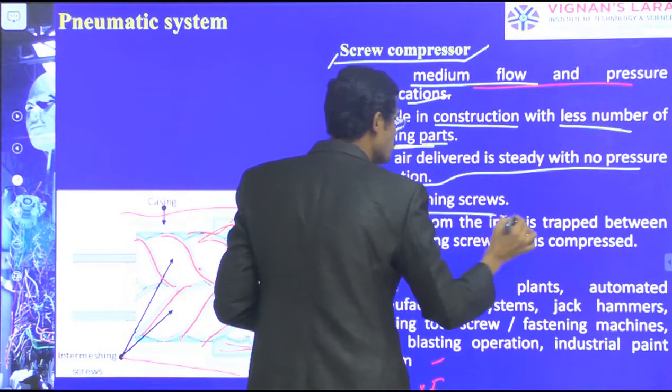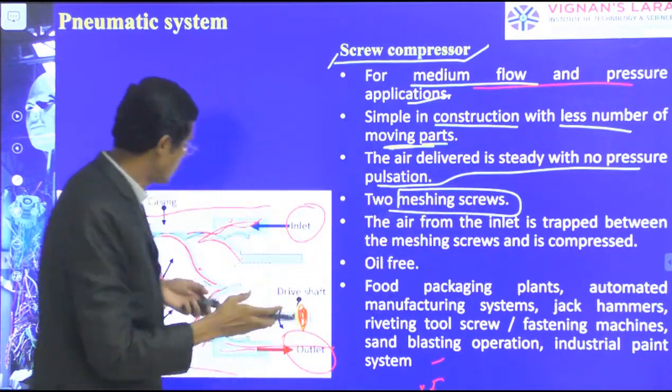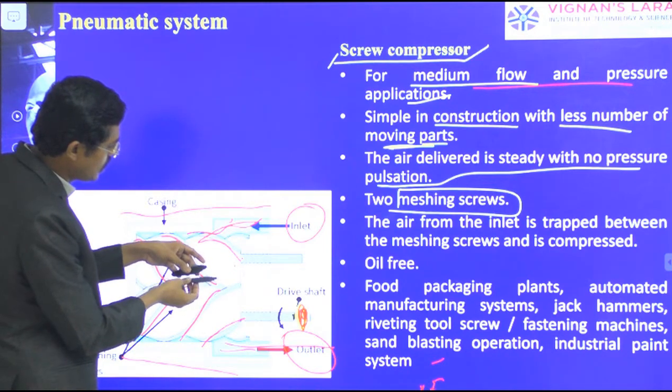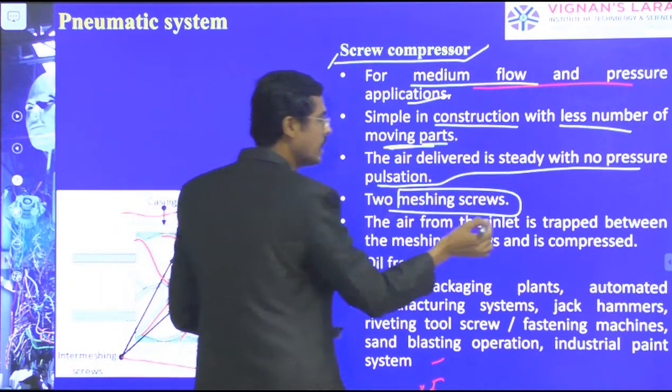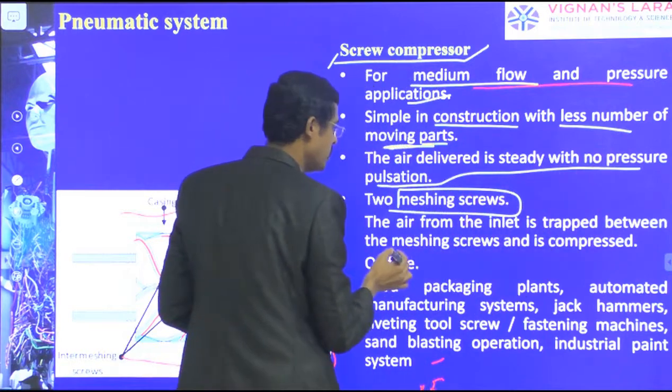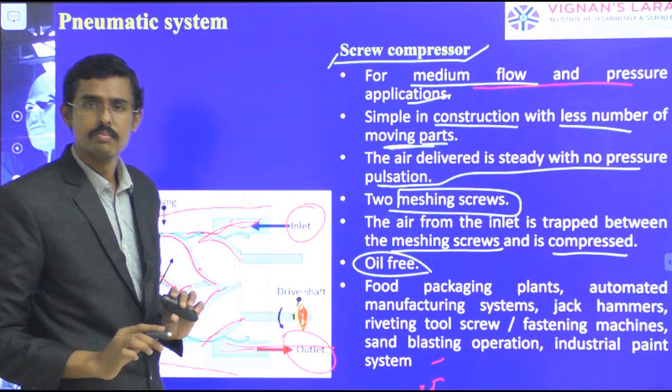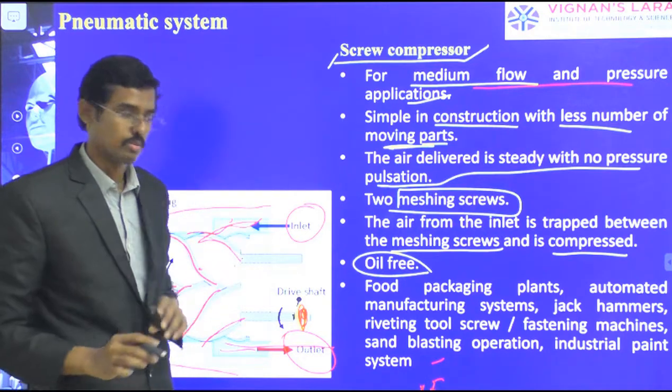Two meshing screws. It contains the two meshing screws. So this is one meshing, this is one. The two meshing screws are connected by the driven. The air from the inlet is trapped between the meshing screws and is compressed. Compressed, okay, and it is oil free also.